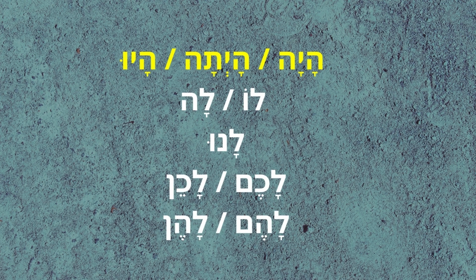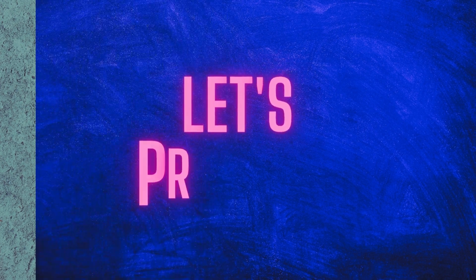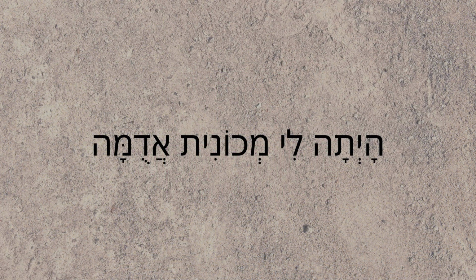Make sure to simply add the word lo when forming a negative possession. Let's look at some examples. Hayta li mechonit aduma. I had a red car. Notice how the word car is a feminine noun. Hence, I use the word hayta. Even though I am a man, that doesn't make any difference, as all that counts here is the noun that I'm referring to.